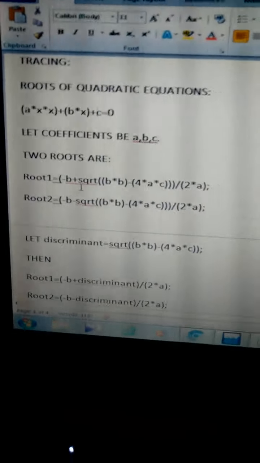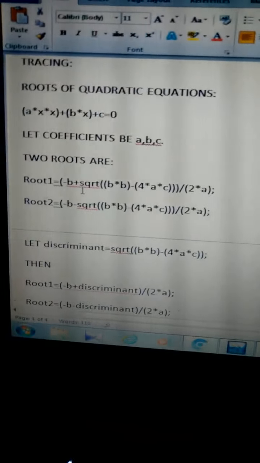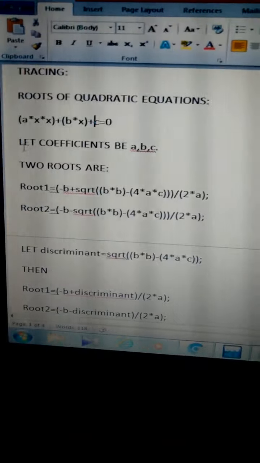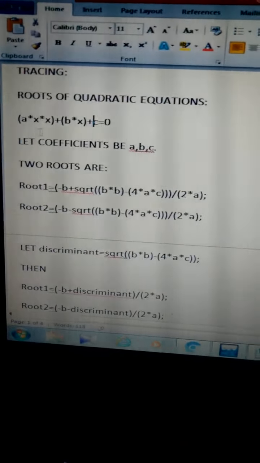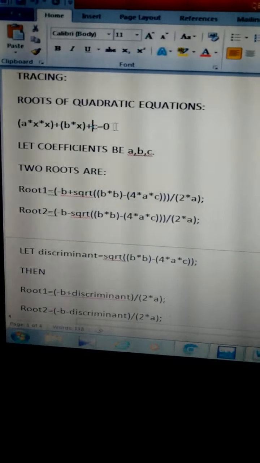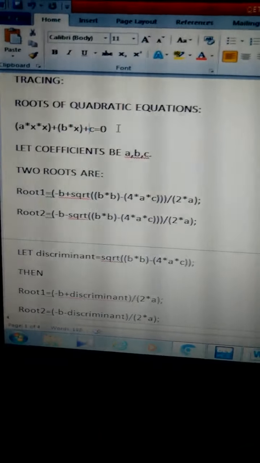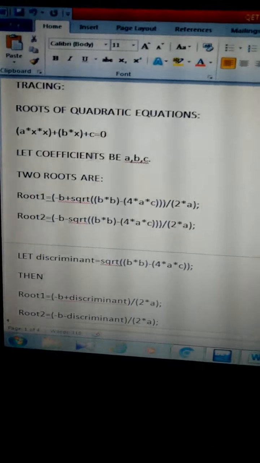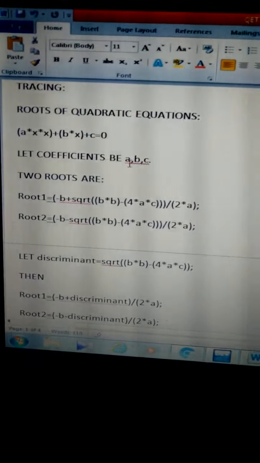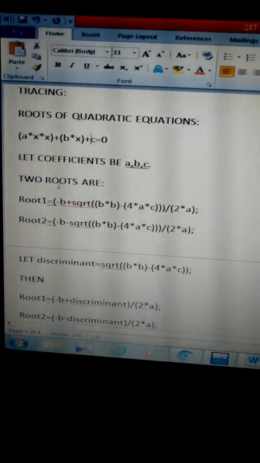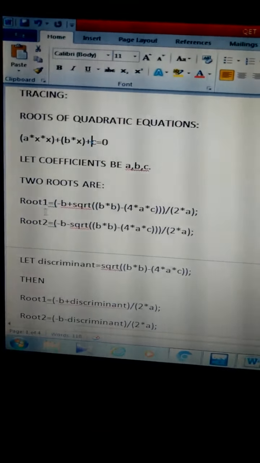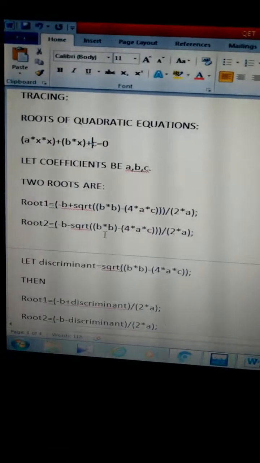I have taken the same values here for the coefficients for 4 different cases. First is roots of a quadratic equation. This is the general form of quadratic equation, ax square plus bx plus c is equal to 0. Now let the coefficients be a, b, c, then two roots are calculated by these formulas.